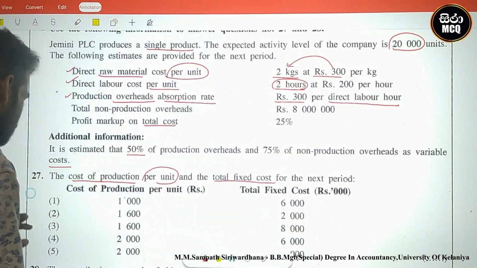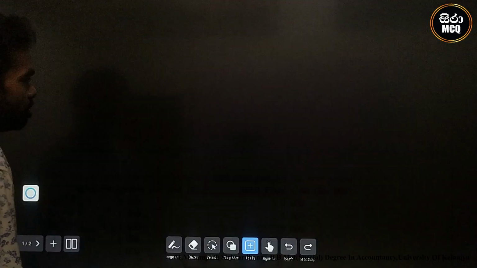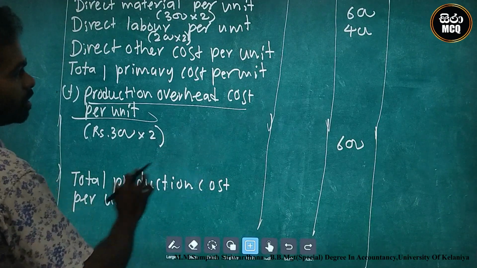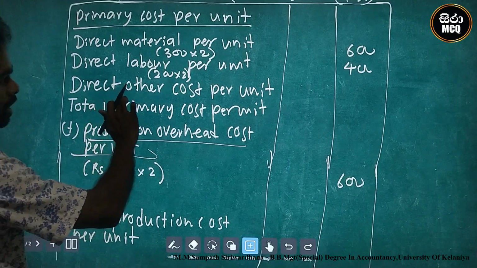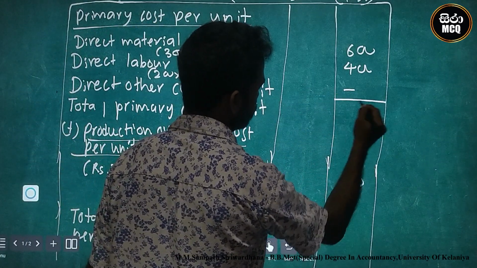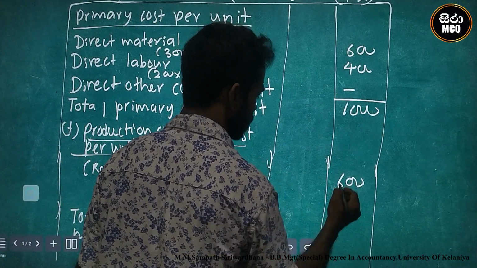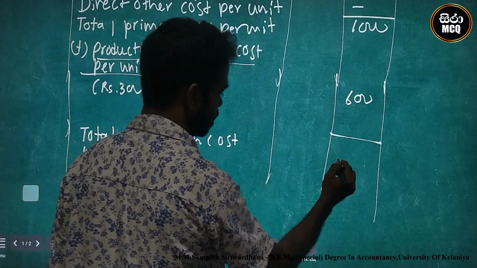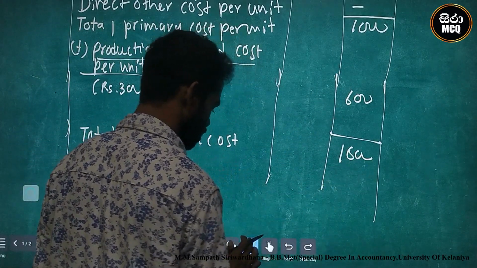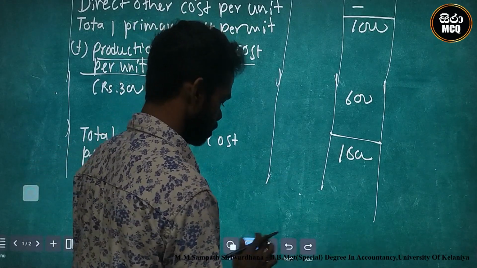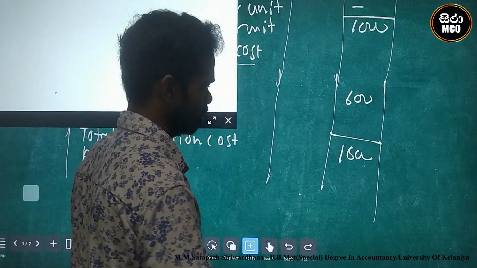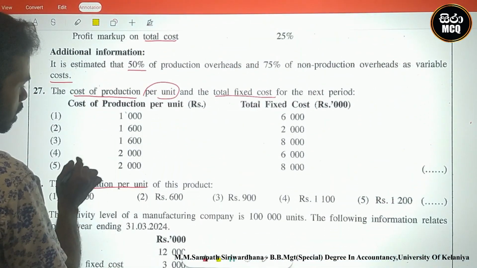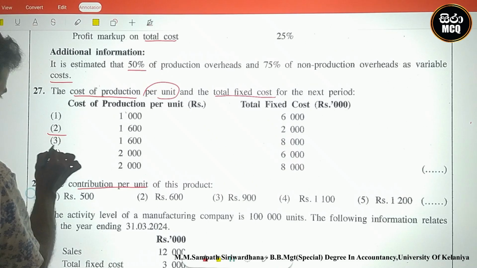Therefore we can find the answer. There is no direct other cost, therefore the total primary cost is 1,000. We add the total overhead cost of 600. 1,600 is the answer, the total production cost per unit. There are 2 answers.